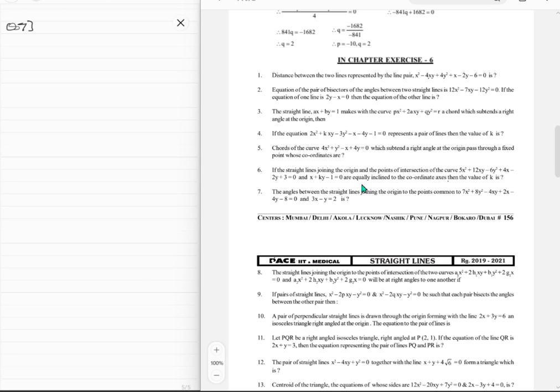Question number 7. The angle between the straight lines joining the origin to the point common to this and that. So once again, just a random conic and the angle between the straight lines joining those intersection points to the origin, right? This is the classic thing. So just normalize, keep on normalizing.